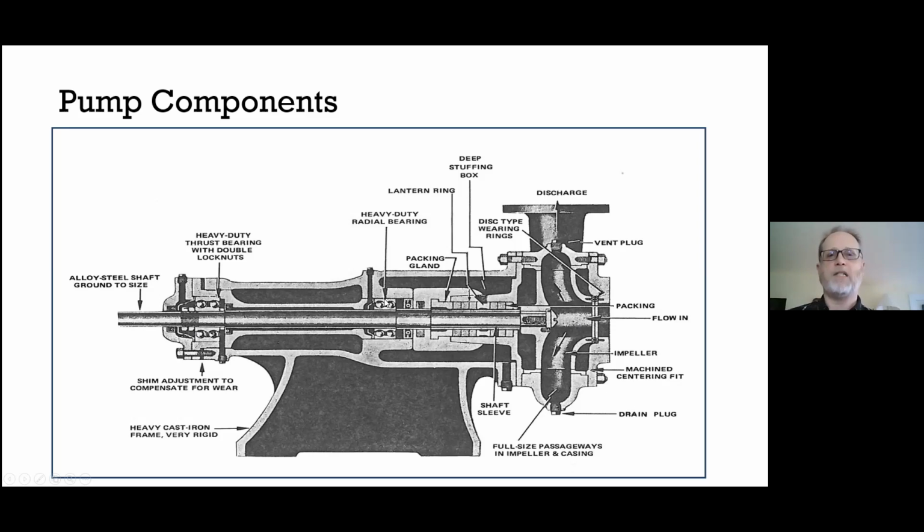So key pieces: packing prevents leakage of water and air either way. The lantern ring will actually allow water to be brought in to lubricate the rings of the packing. But this is a stuffing box packing gland style of seal as opposed to a mechanical seal. And then you can see the frame itself and then the bearings.